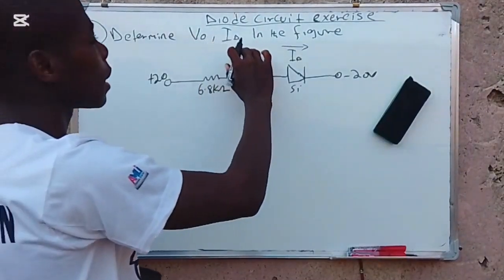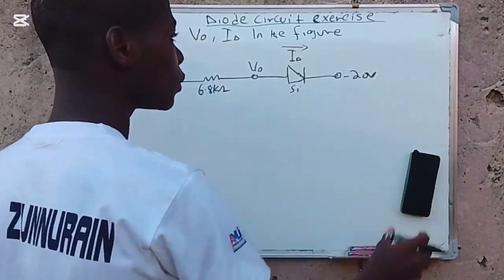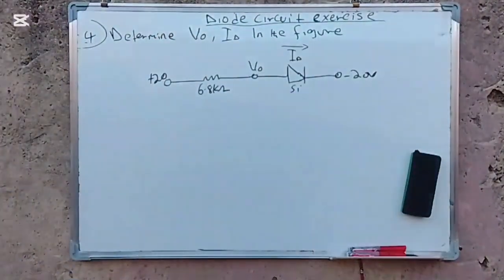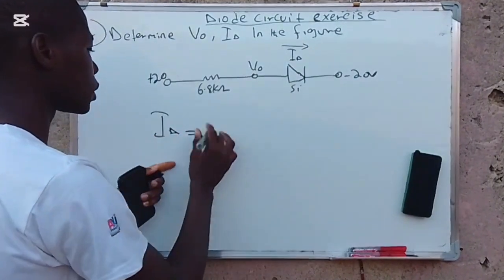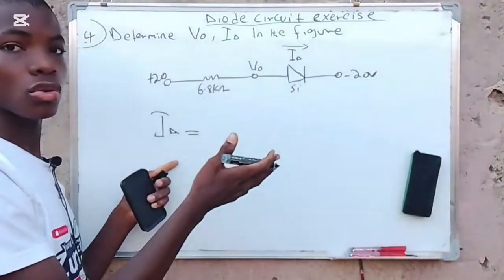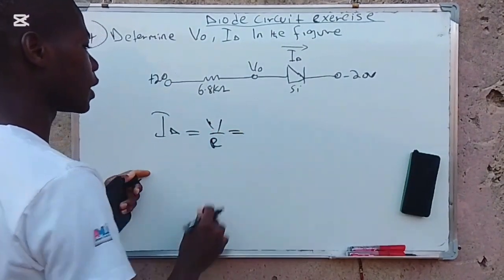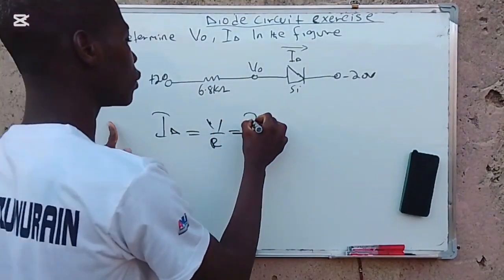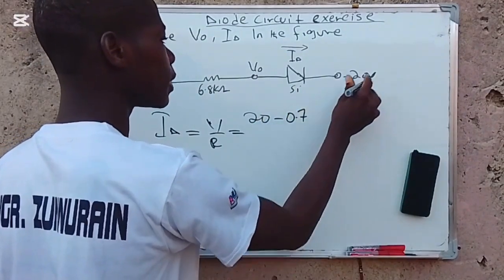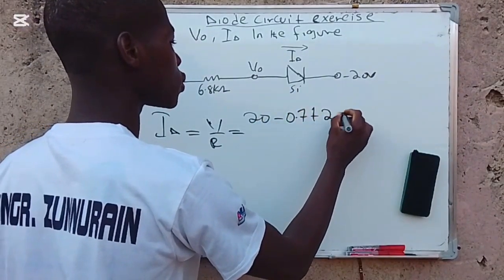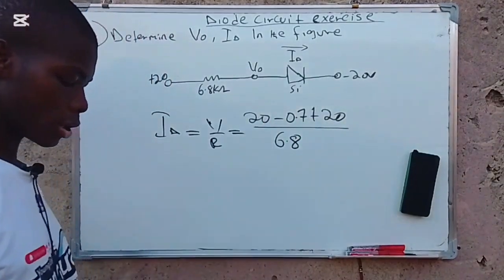It says we are to determine V naught and ID. So as usual, we have to apply either KVL or the nodal method. But let's use ID, which is equal to V over R. This should now be equal to, I have voltage, this 20 minus the silicon voltage 0.7, and therefore plus this 20, divided by the total resistance, which is 6.8.